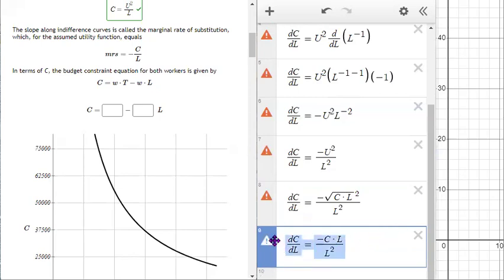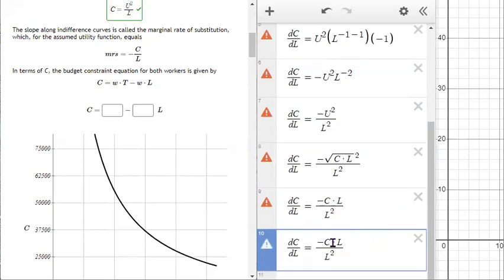Now I can do one last cancellation here. L divided by L squared, well, that's just L, right? So this right here, I'm going to move this down. This right here is the slope. This is the formula for the slope of this curve, right? And we call that slope the MRS.